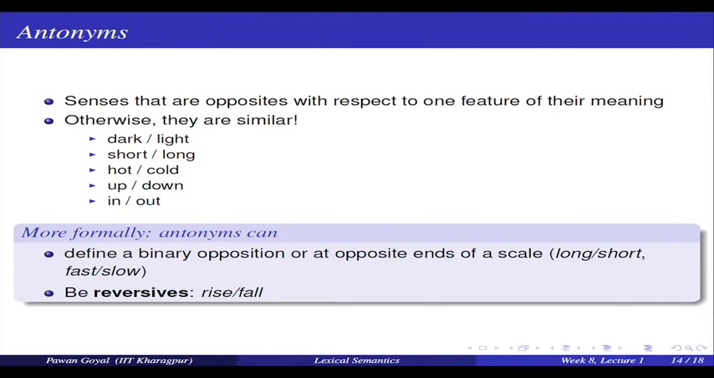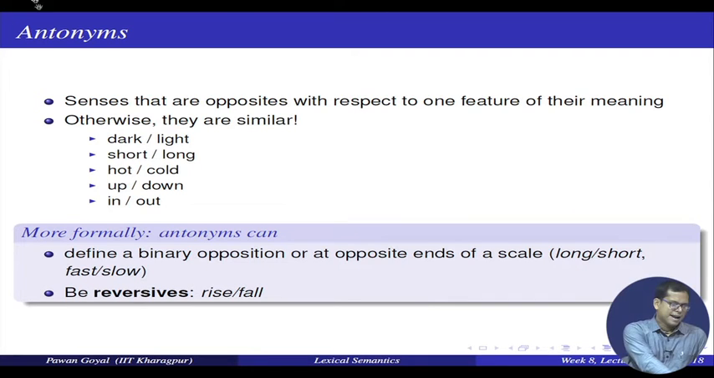So, more formally we can say that antonyms can define some sort of binary opposition or be at opposite ends of a scale, like long and short, hot and cold, fast and slow, and they can be reversives like rise and fall.